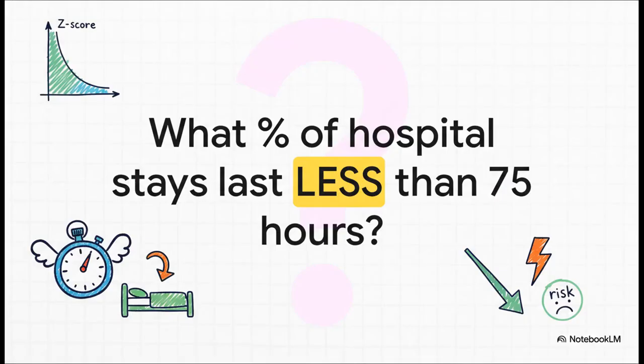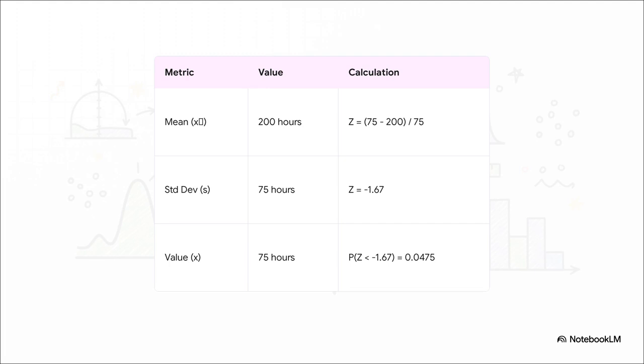Now, let's flip the script. The hospital is also worried about stays that are too short. That could mean a patient was discharged too early, which is a big risk. So new question: what percentage of stays last for less than 75 hours? The calculation is exactly the same process. 75 minus 200, divided by 75. This time we get a negative z-score, negative 1.67, which makes perfect sense, right?